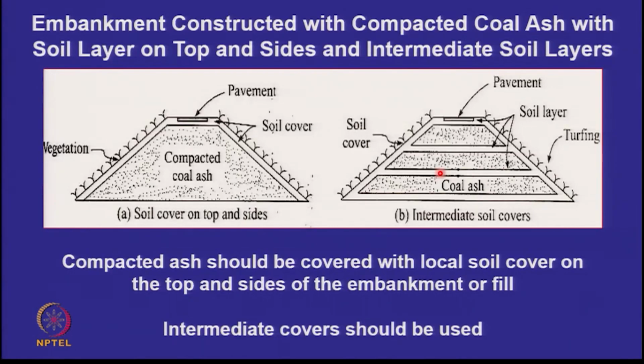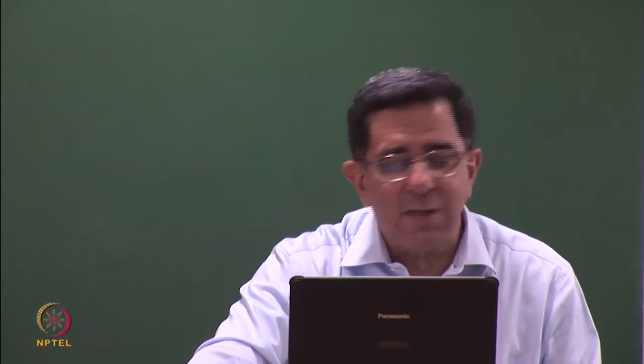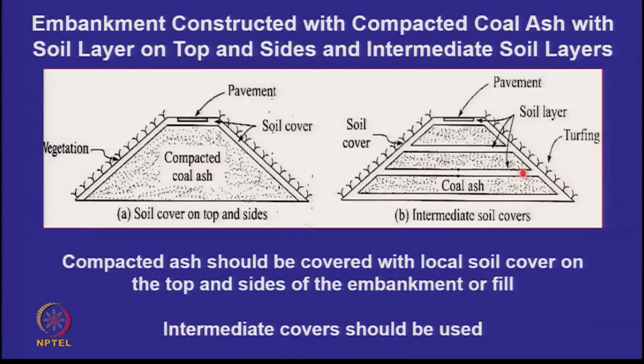And if you are close to a populated area, people are going to object. So a good design is to put intermediate soil covers, right? Even if the soil flies, it's not fly ash. So the local population is used to the local soil flying around. They are not used to a grey, fine ash flying around. So intermediate covers are a good idea, but they are rarely used because getting local soil is more expensive.